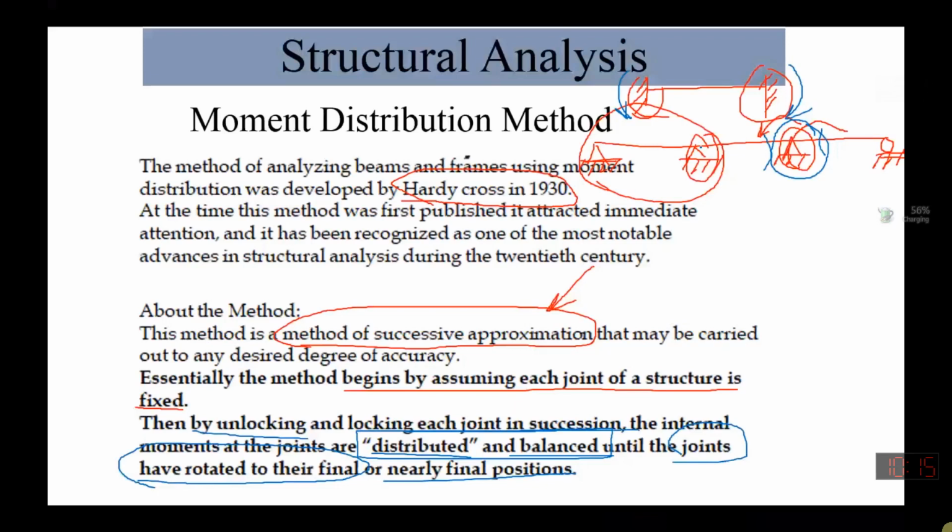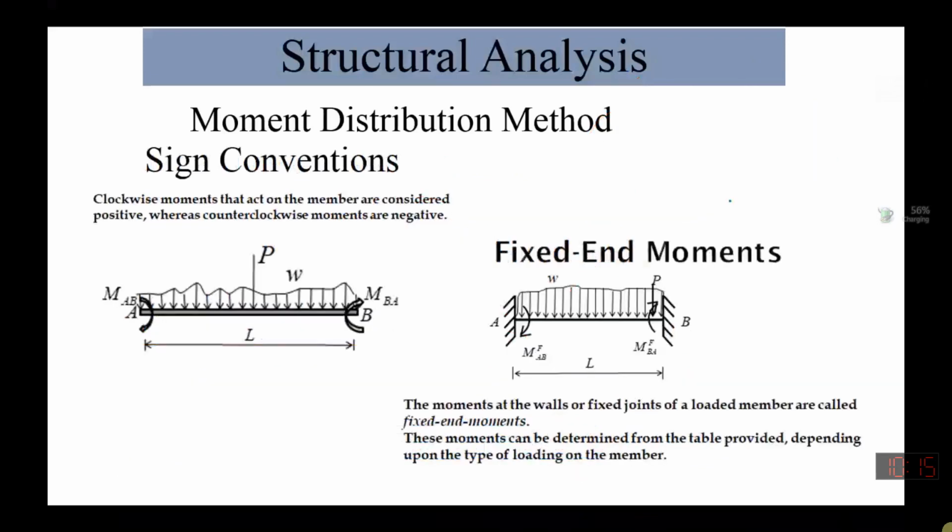The sign convention for this method is that clockwise moments are positive. This is what we have already done in our slope deflection method. Then what is the fixed end moment? Can anybody tell after working on the slope deflection method? Any one of you who can tell me what this fixed end moment is?